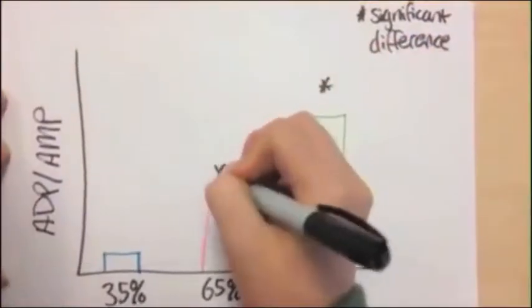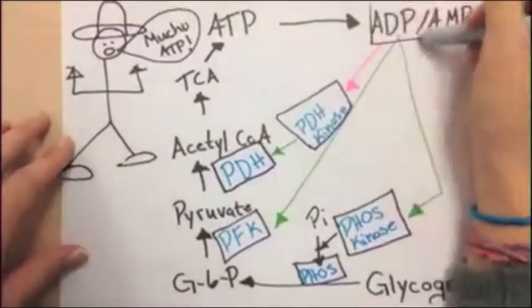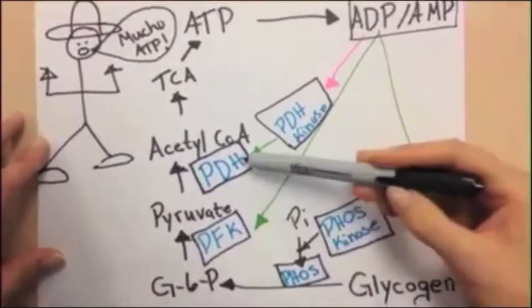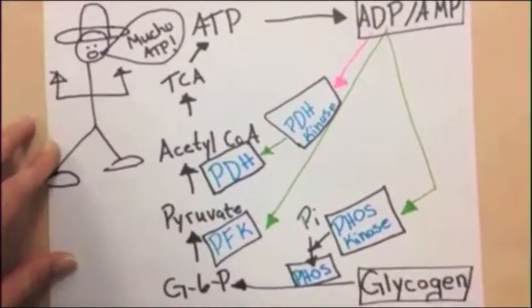Let's recap. Increasing exercise intensity results in an increase in inflow to the ADP-AMP pool. This increases the activation of phos, PDH, and PFK, supporting both an increase of glycogen breakdown and an increase in inflow to the ATP pool. Inflow matches outflow, and Paul is a happy exerciser.